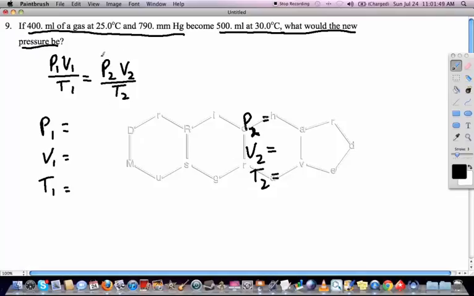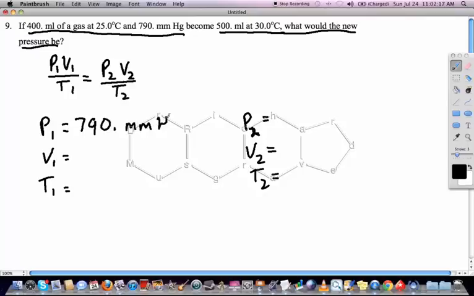I also want to point out here that there's no mention of the gas being collected over water. Since there's no mention of that, I don't have to include anything to do with the vapor pressure of the water, and I don't have to subtract the vapor pressure of the water from the total pressure of the system, as I did before, to get the pressure of the gas. So I can just use the pressure as it stands here because there's no mention of it being collected over water.